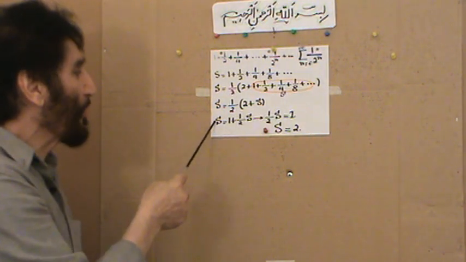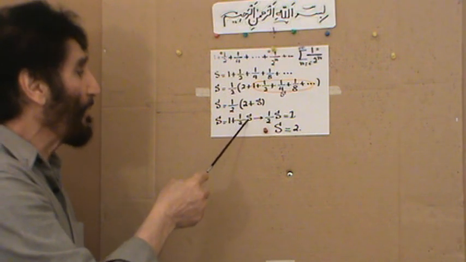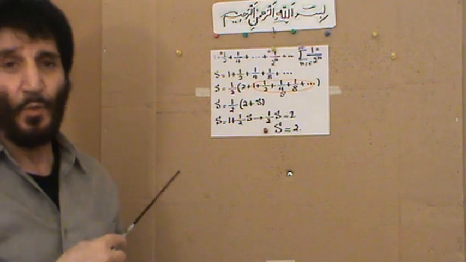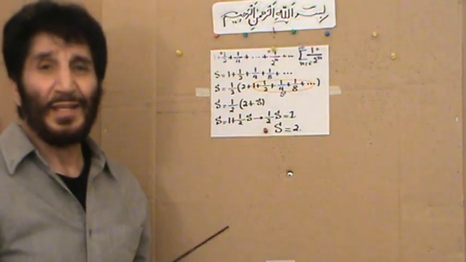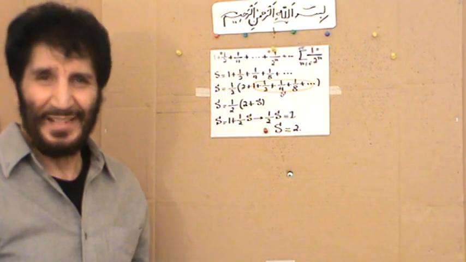Then you can add to both sides negative 1 half of S, or bring 1 half of S to the other side. You get half of S equals 1, and then multiply both sides by 2, you get S equals 2. Fantastic. Isn't that?